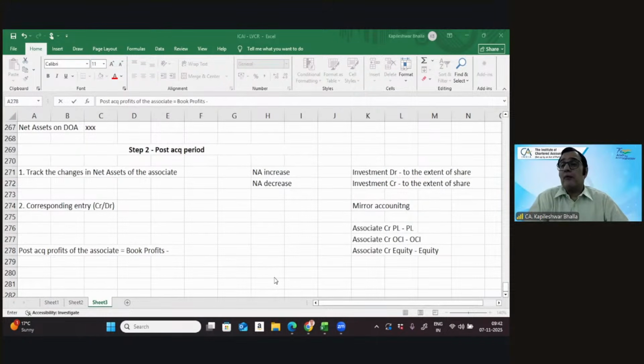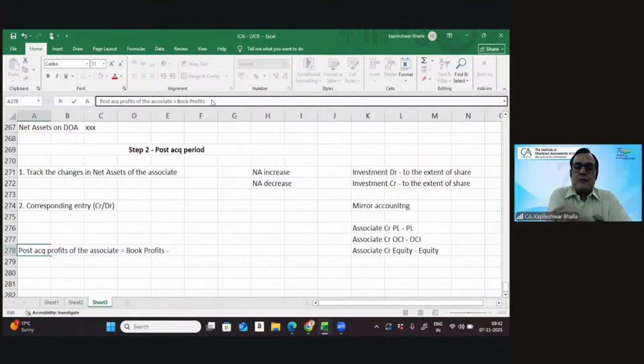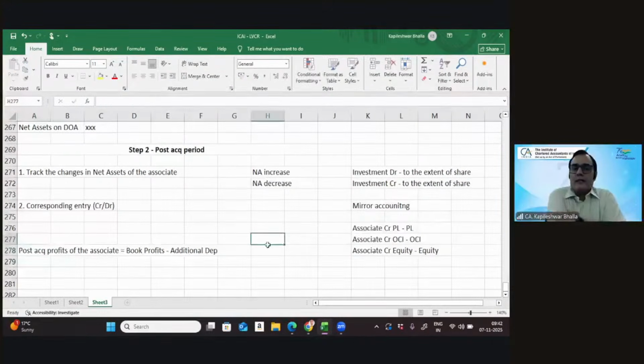Think, if you remember that if there is any fair value of the net assets, would there also be a need to make any additional depreciation? Am I right? So when you consider the post-acquisition profits, you need to consider the additional depreciation as well. Okay, so far so good. That's right. I think now we are in a comfortable position to do a question with you. Let's begin.